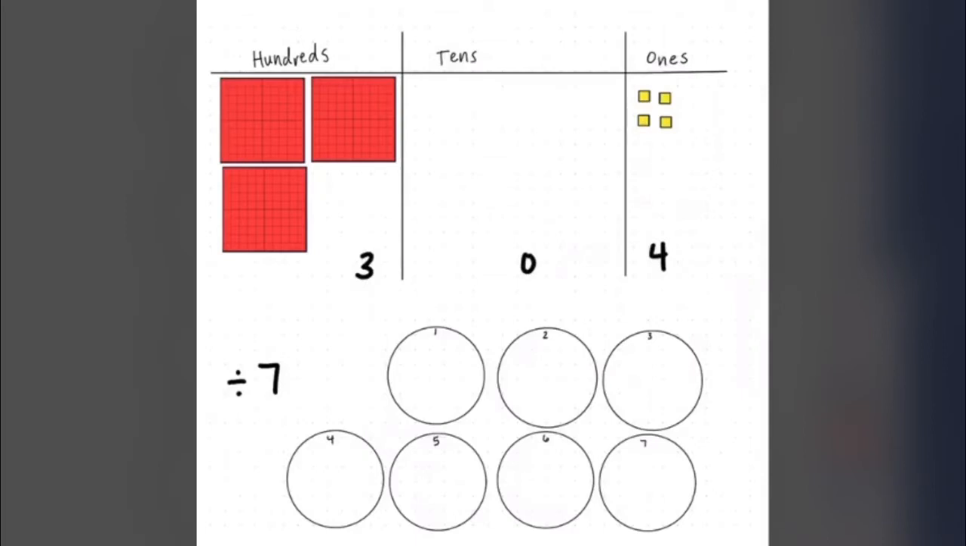Let's start by solving this concretely using base 10 blocks. We have 3 flats, which is equal to 300, and 4 units, which is equal to 4 ones, making 304. We want to divide it into 7 groups. Since we only have 3 flats and 7 groups, let's change the flats into rods, which equal tens, in order to have enough to divide evenly between the groups of 7.